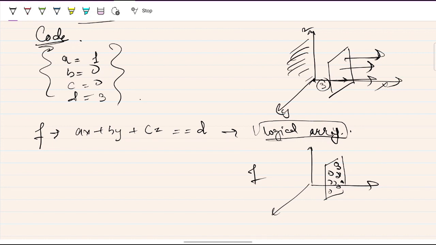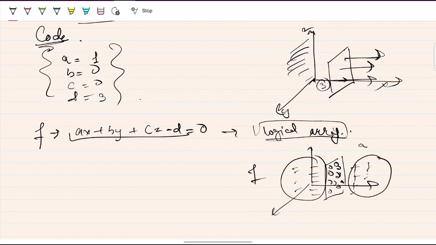Wait a second, let's not write it like this one. Let's write it as ax plus by plus cz minus d is equal to 0. Now this function would be 0 on the plane, otherwise it would have been d, because I put it equal to d. It would be 0 here, it would be positive here for positive a, and it would be negative on this side. I'm showing you positive and negative, like greater than 0 would be here, less than 0 it would be here.